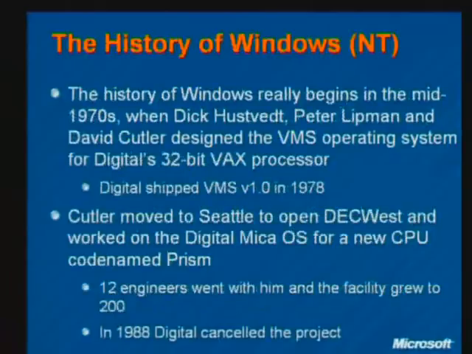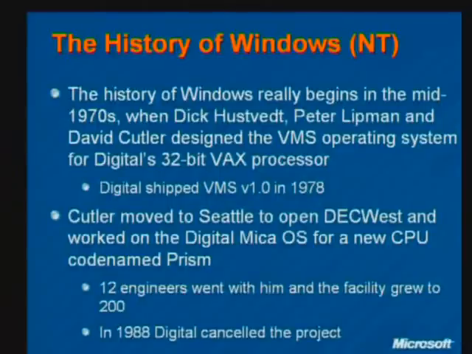If you look at the history of Windows NT, you've got to go back even further than the original release, back to Digital, the company that used to be Digital, where in the mid-1970s, three people architected an operating system for Digital called VMS. Those three people were Dick Hustvedt, Peter Lipman, and David Cutler. The VMS operating system was targeted at Digital's 32-bit VAX processor, and Digital shipped the first version in 1978, right around the time the first version of Unix was released.